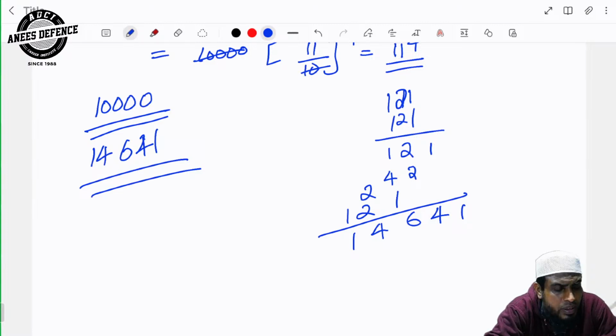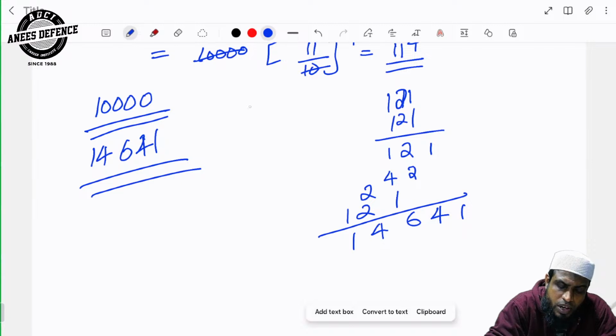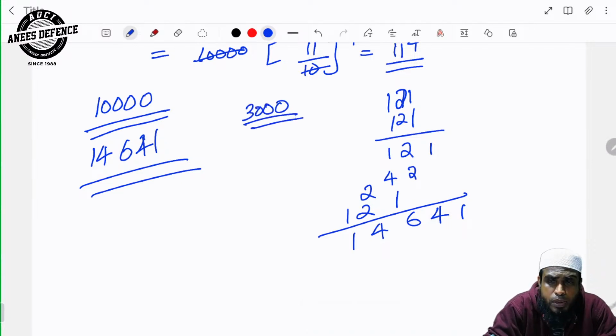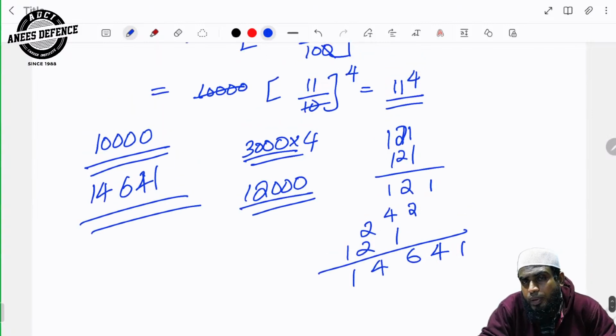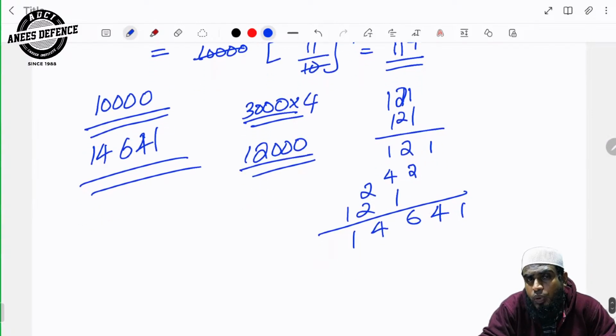In the question, he pays 3 annual installments of rupees 1,000 each. In a year, he pays 3 installments, so in 1 year, that means 3,000. 1 installment is 1,000, so 3 installments means 3 into 1,000, 3,000. In 4 years, it will be 4 into 3, 12,000. So by installments, he already paid 12,000 rupees.